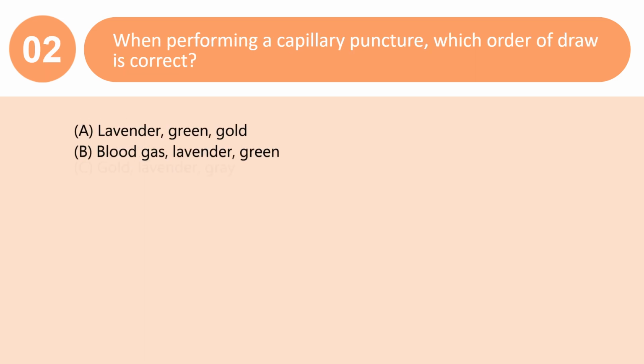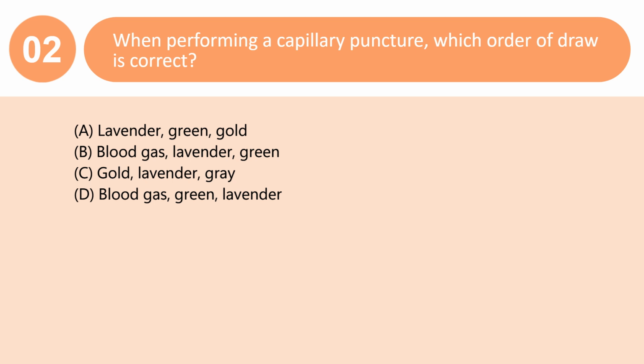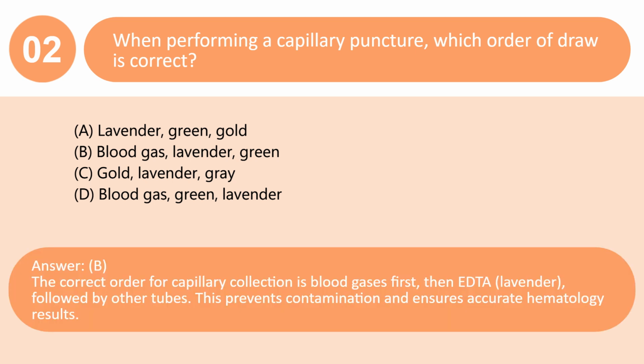When performing a capillary puncture, which order of draw is correct? A. Lavender, green, gold. B. Blood gas, lavender, green. C. Gold, lavender, gray. D. Blood gas, green, lavender. Answer: B. The correct order for capillary collection is blood gases first, then EDTA, lavender, followed by other tubes. This prevents contamination and ensures accurate hematology results.